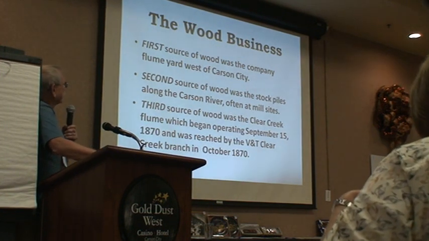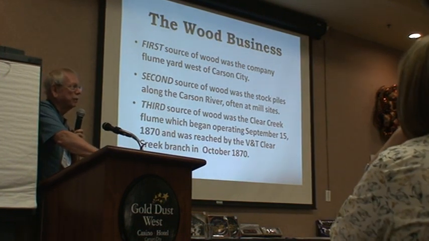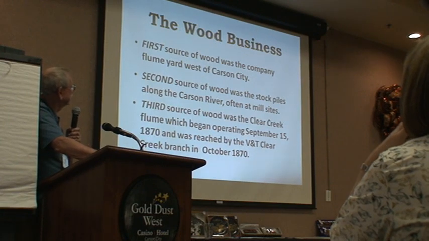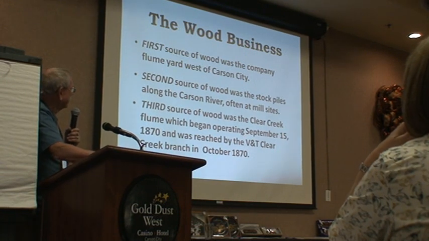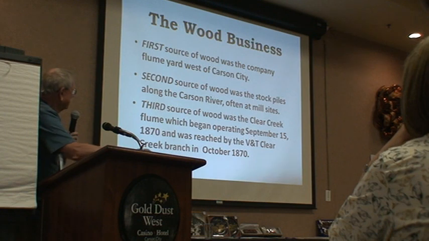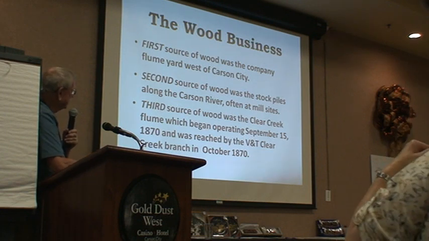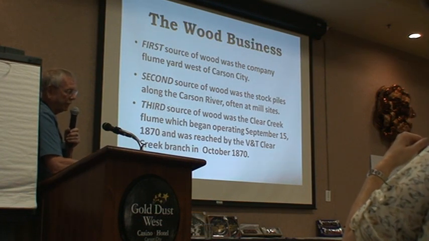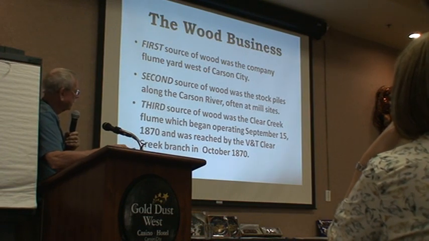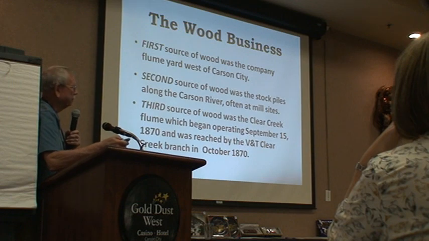Okay, the railroad was built with wood from Harrington's flumes that came down Ash Canyon and Kings Canyon. The second source of wood was stockpiles along the Carson River, which was often at mill sites. And the third source later on, of course, was the Clear Creek flume, which began operating in September of 1870, and the V&T branch down there was in service by October of 1870. And about that time, they realized they needed more flat cars.